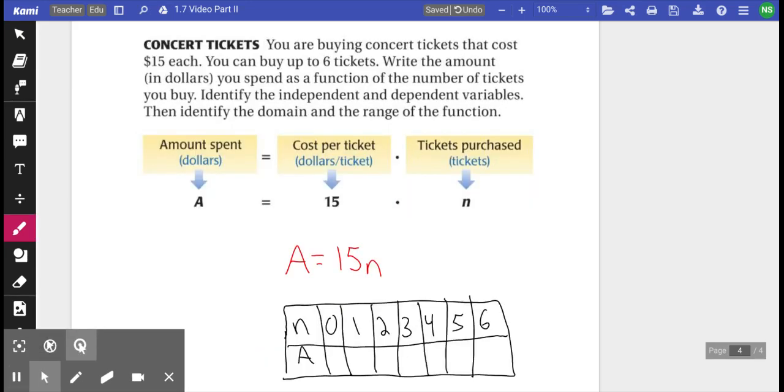So the last thing we're being asked to do here is to identify the domain and the range of the function. Well, we know our domain is going to be the numbers 0 through 6 because that is the amount of tickets that we can buy. To find the range, we can just fill out a function table. So if we buy 0 tickets, you pay $0. If you buy 1 ticket, you pay $15. If you buy 2 tickets, you pay $30. 3 would be $45, and so on.